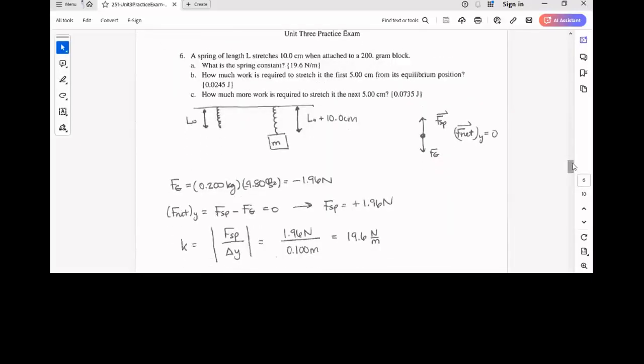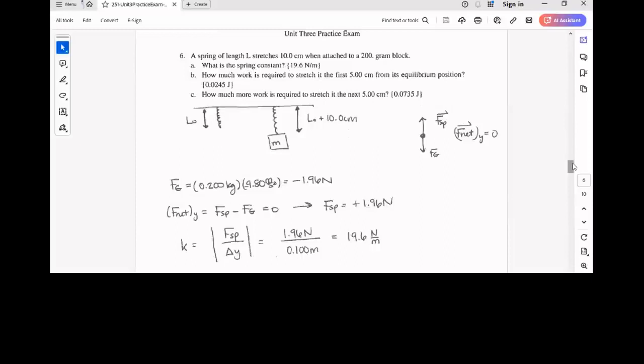Number 6, a spring of length L stretches 10 centimeters when attached to a 200-gram block. What is the spring constant? How much work is required to stretch it the first 5 centimeters from its equilibrium position, and how much more work is required to stretch it the next 5 centimeters?